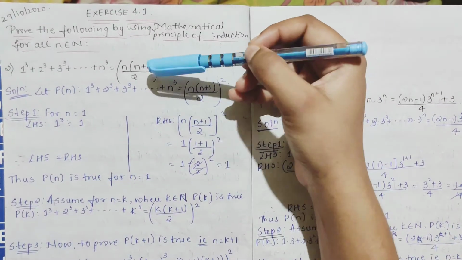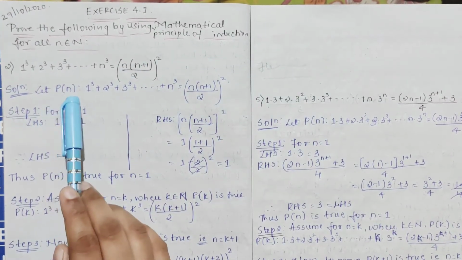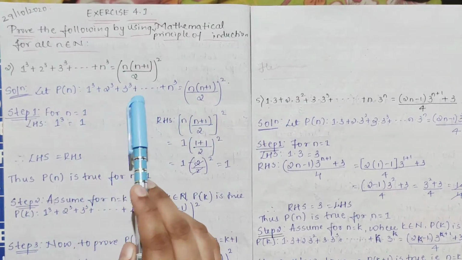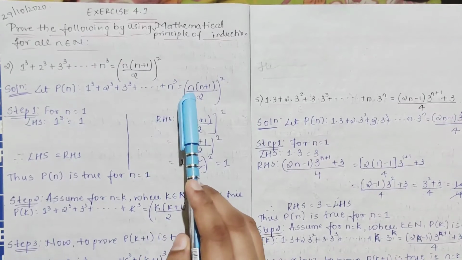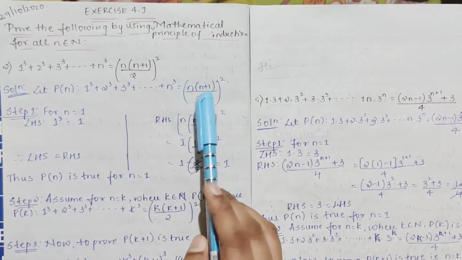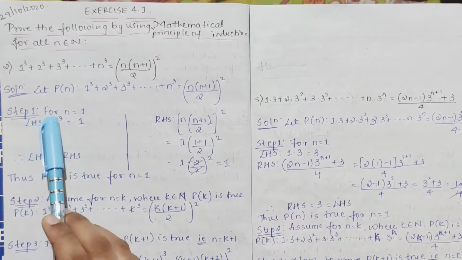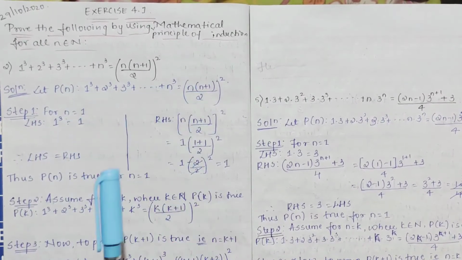For that, first we will take it as P of n, right? Note it as P of n: 1 cube plus 2 cube plus 3 cube so on up to n cube, which is equal to n into n plus 1 divided by 2, the whole square. Next, our first step is, for n equal to 1, we have to show LHS and RHS are equal.